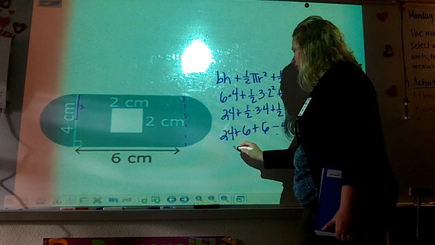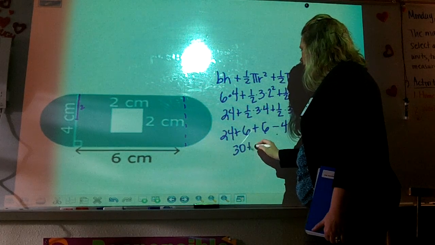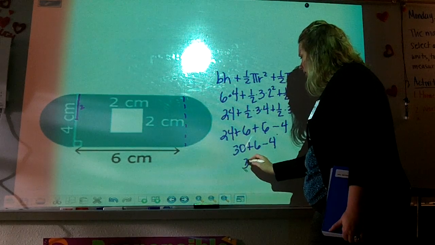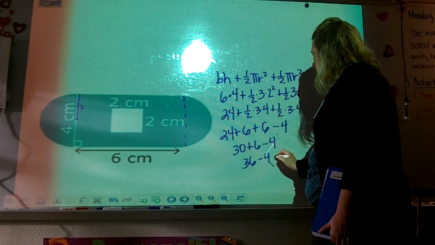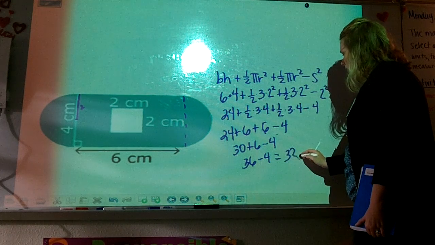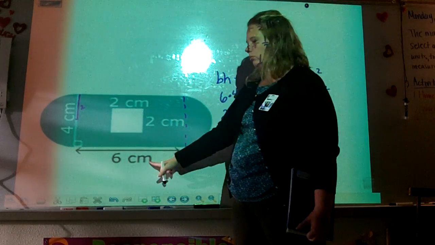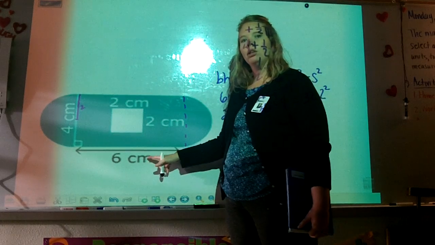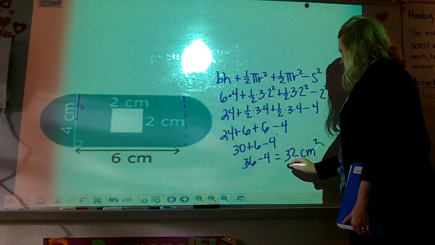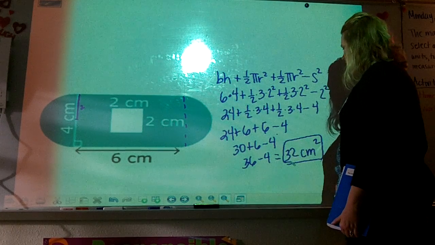24 plus 6 is 30 plus 6 minus 4. 30 plus 6 is 36 minus 4. And 36 minus 4 is 32. Now I look at my units again. We had centimeters. Area is always squared, so it's going to be centimeters squared, or square centimeters, however you would like to say it.